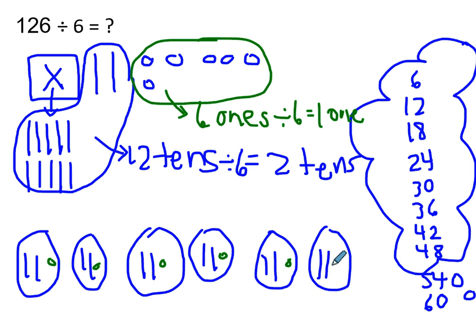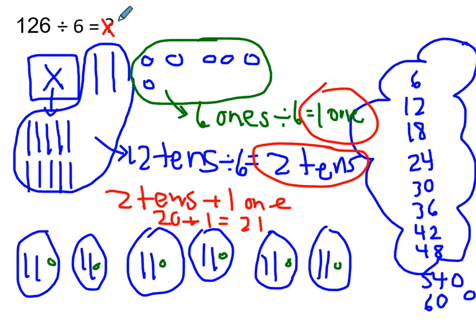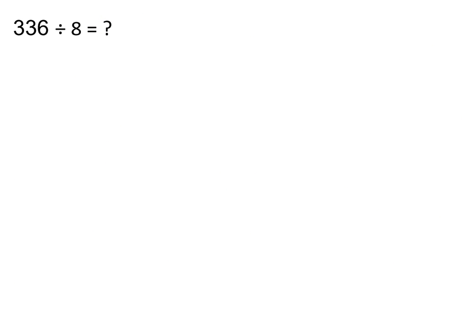So to figure out my answer, the only thing left to do is to put it all together. So my answer is 1 one and 2 tens. So what you can do, you can write it like this: 2 tens plus 1 one. 2 tens, we know that's 20, plus 1 is 21. So our answer is 21. What you can do, you can come and bring it up here, and you can now find your answer. That's 21. Let's look at something else.